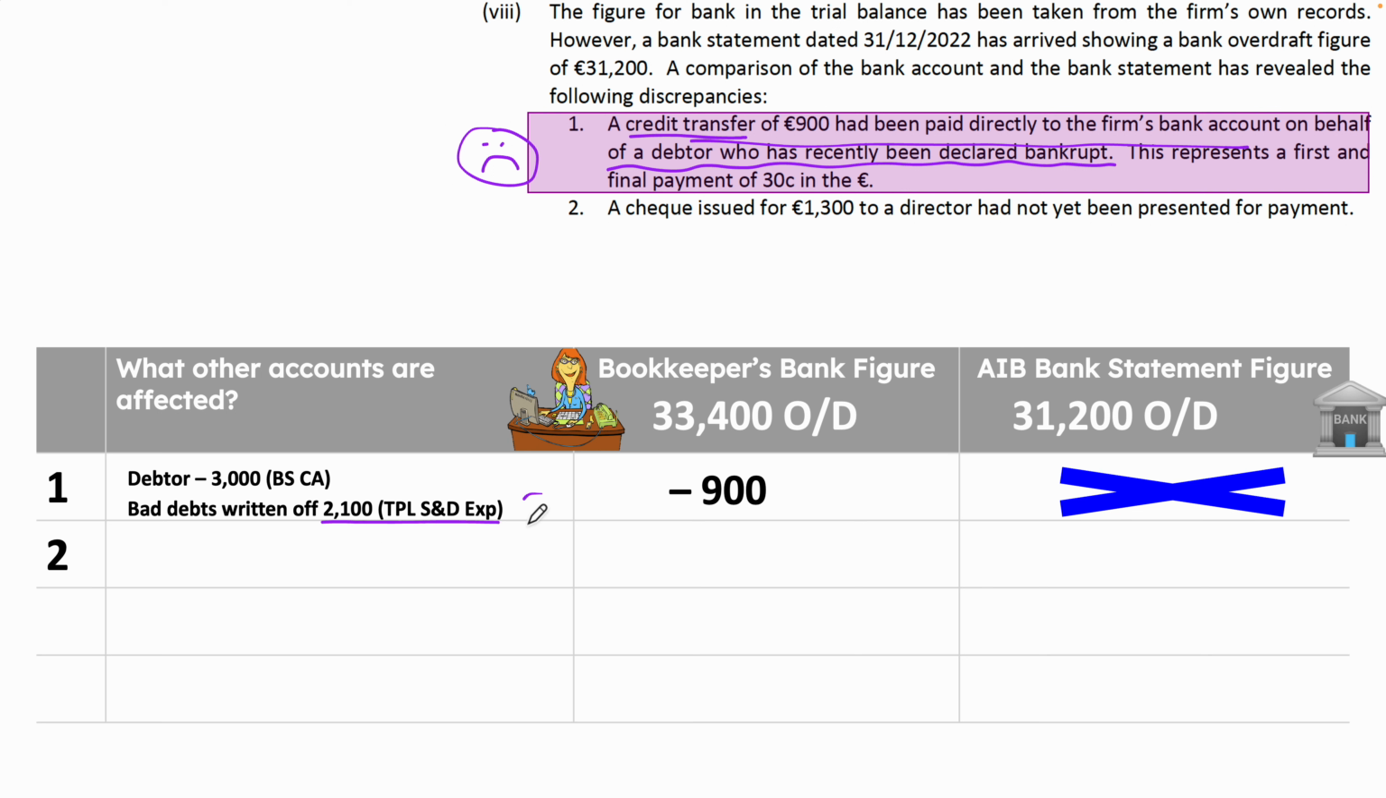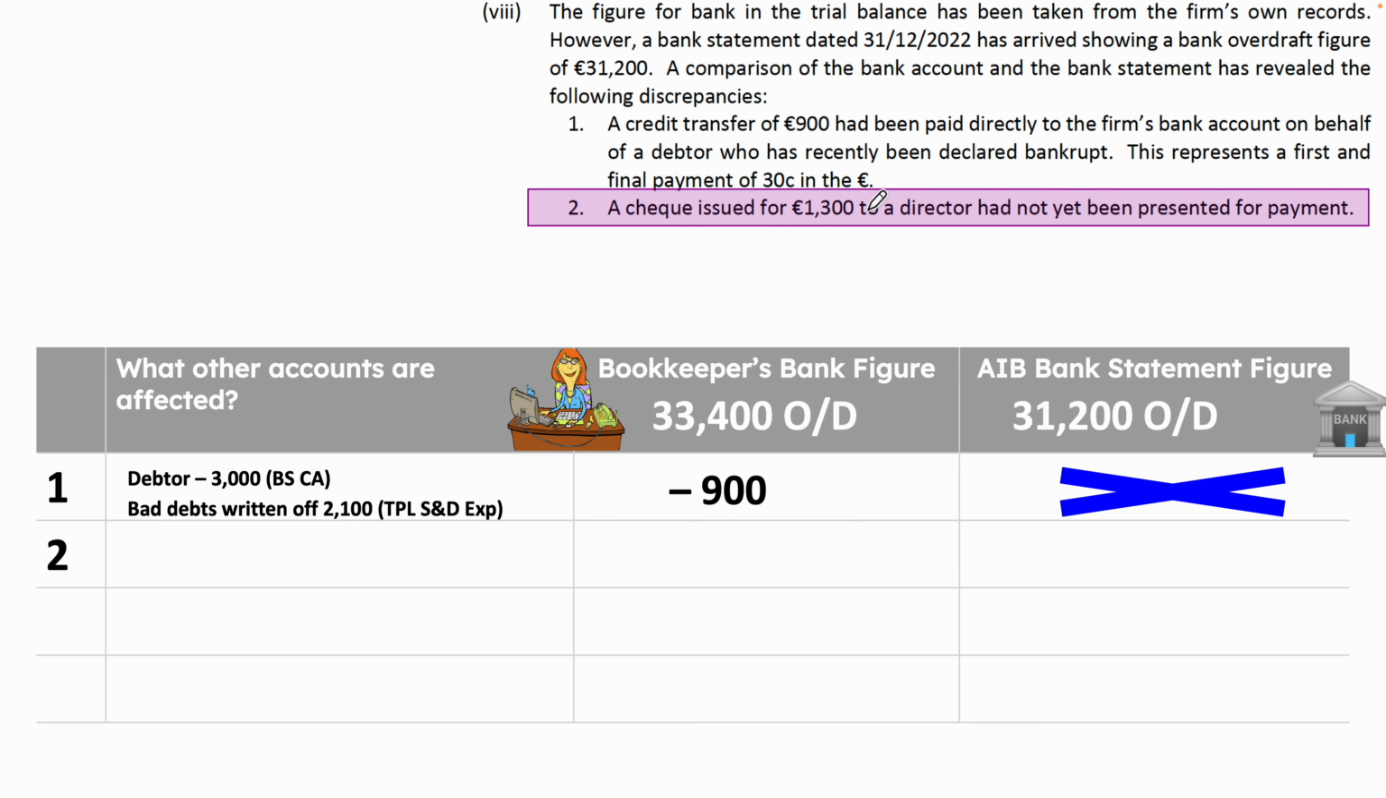So bad debts written off, it's going to be €2,100, which is going to go into the selling and distribution expenses. And the debtor is going to be reduced by the 3,000, which is the 900 that's gone into the bank and the 2,100 that they are never going to receive. So the debtor's 100% is going to be taken away. The 70% is going to be the bad debts written off. And then the 30% is what we've received. And that's 30% because that represented 30 cents in the euro. So that's the first part.